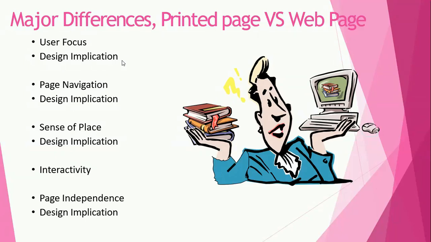And next is sense of place. With paper documents, you derive a sense of where you are. That means you know where exactly you are while reading a normal paper document. Even if there are certain graphics or any kind of editorial organization, you know where exactly you are when you are reading a paper document.